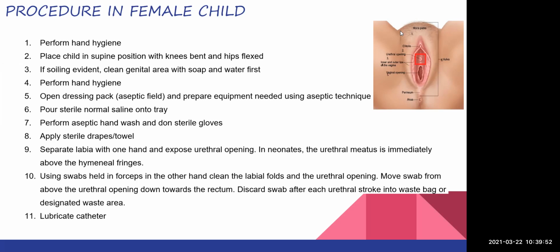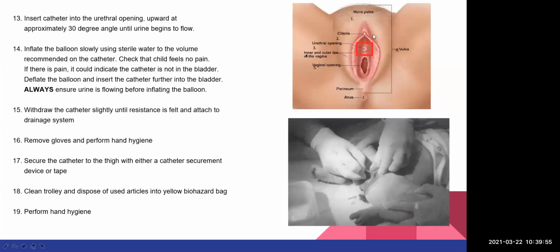So, and then we lubricate the catheter. So insert the catheter into the urethral opening upward at approximately 30-degree angle until urine begins to flow. So, and then we inflate the balloon slowly using sterile water to the volume recommended on the catheter. Check if the child feels any pain. If there is pain, it could indicate that the catheter is not in the bladder. So deflate the balloon and insert the catheter further into the bladder. Always ensure urine is flowing before inflating the balloon. So withdraw the catheter slightly until resistance is felt and attach the catheter to the drainage system.